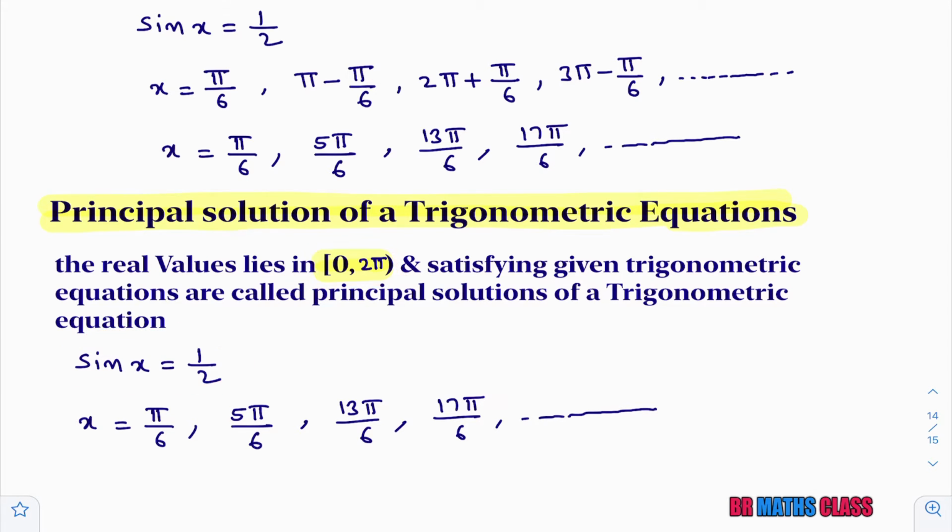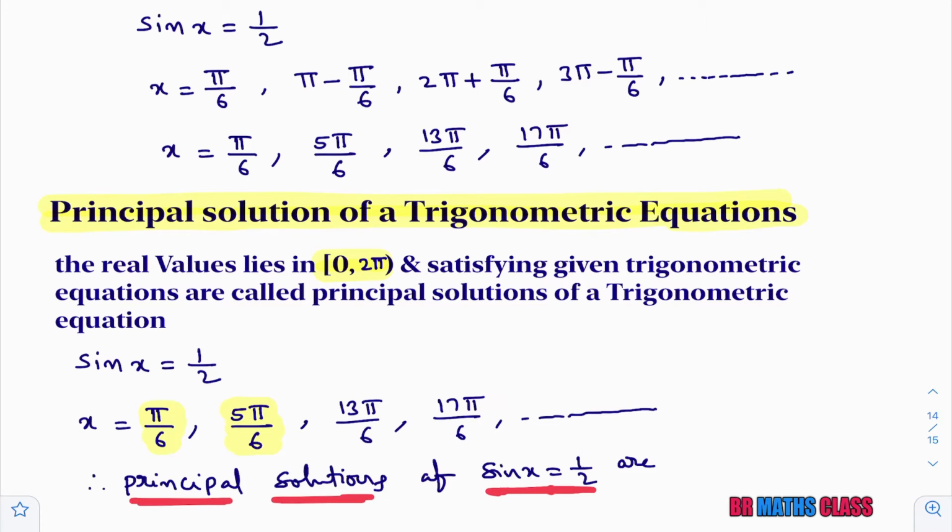Okay. So what are the principal solutions of the trigonometric equation sin x equal to 1 by 2? Pi by 6, 5 pi by 6. These are the values which are present in this interval and satisfying the trigonometric equation sin x equal to 1 by 2. That's why principal solutions of sin x equal to 1 by 2 are pi by 6, 5 pi by 6. I hope you understand how to find principal solution of a given trigonometric equation.